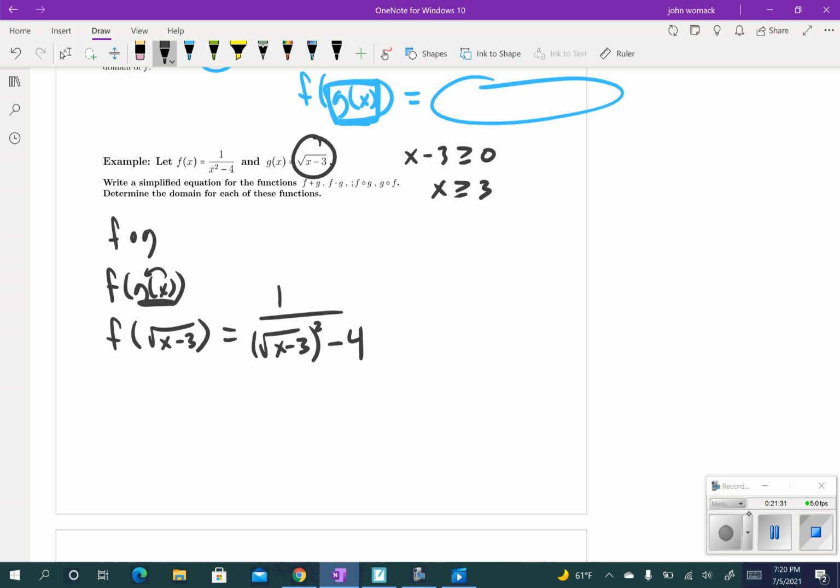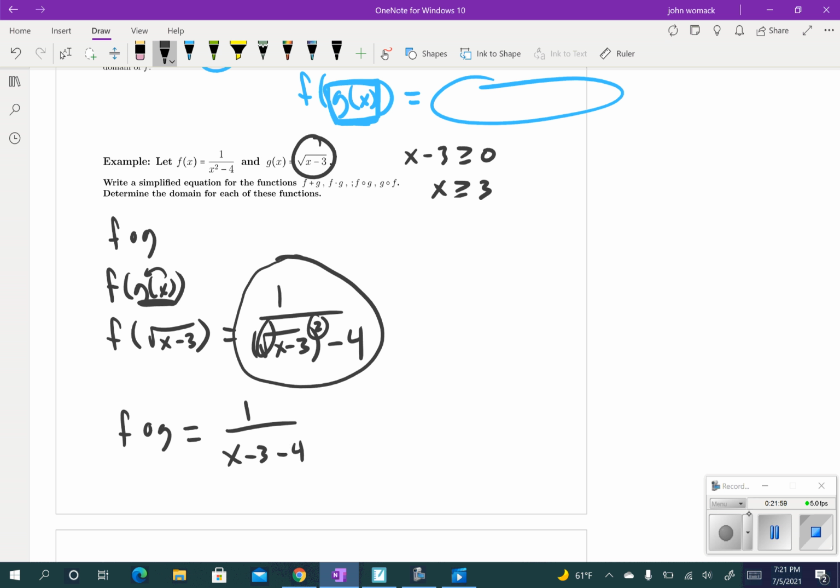So right away, with f of g of x, I know I can only plug in numbers that are greater than or equal to 3. The second part is you have to simplify your answer and then check the final answer to see if there's any other restrictions. So let's look at that. Let's simplify. f of g is equal to, this square and this square root are going to cancel out. So I'm going to have 1 over x minus 3. Those two just cancel each other out. I still have the minus 4. So I end up with 1 over x minus 3 minus 4, which is x minus 7.